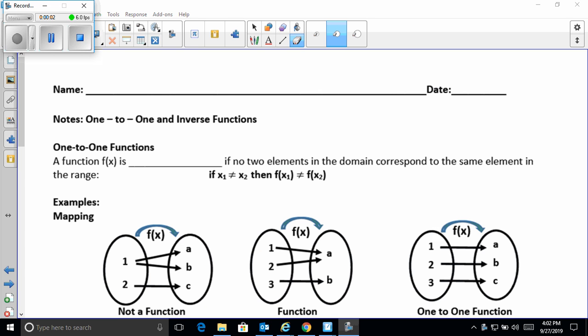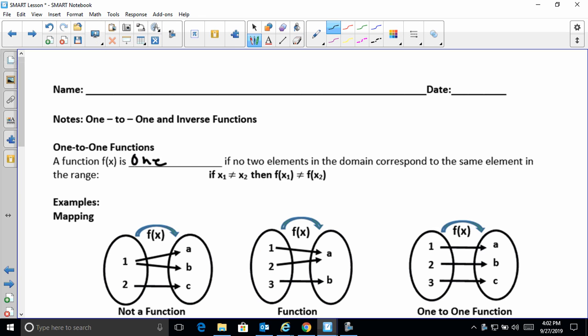All right, today we're looking at one-to-one functions and inverse functions. So a function is one-to-one if no two elements of the domain correspond to the same element in the range. That means each input has a unique output. Unique. So let's look at some examples, starting with a mapping.